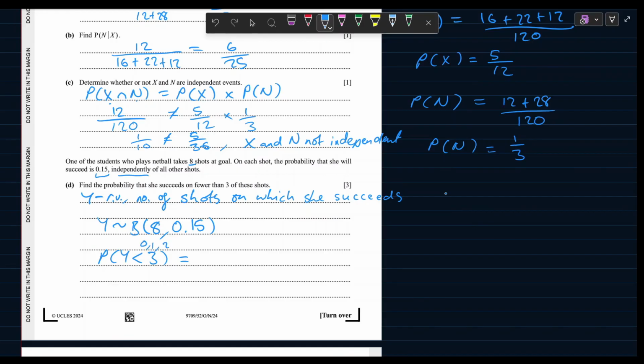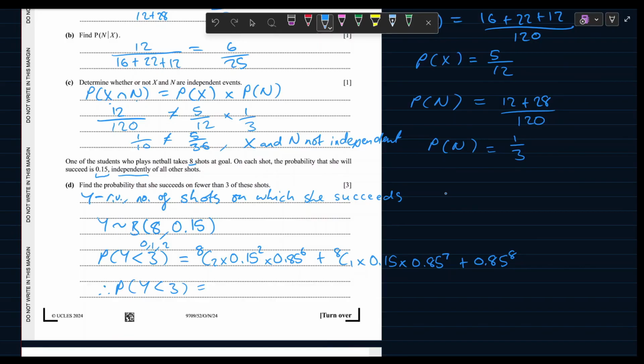So that's going to be equal to, we'll start with 2. So 8 choose 2 times 0.15 to the 2 times our q, which is going to be 0.85 to the 6, plus 8 choose 1 multiplied by 0.15 multiplied by 0.85 to the 7, plus 0.85 to the 8. Alright, so therefore, the probability that y is less than 3 is equal to, let's punch this into the calculator.